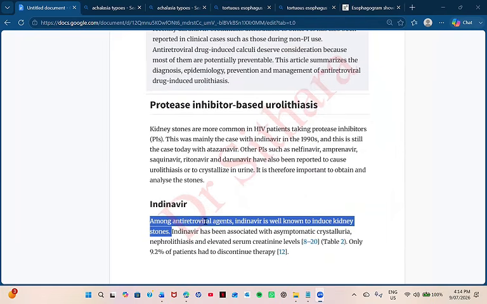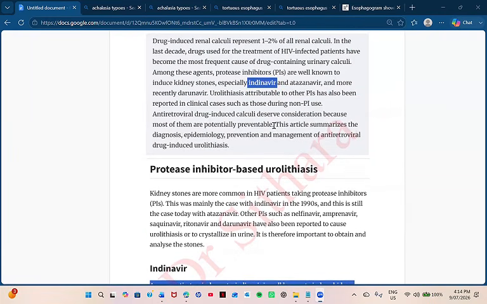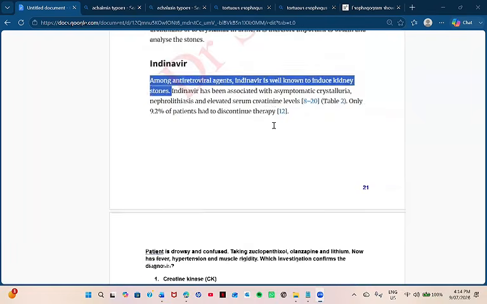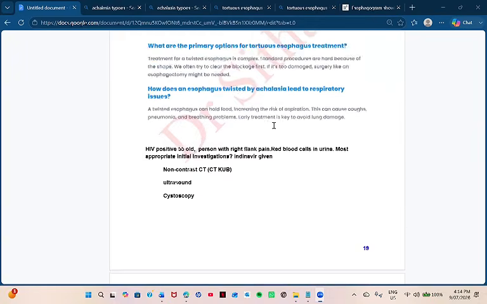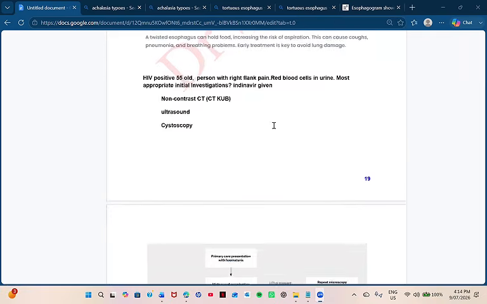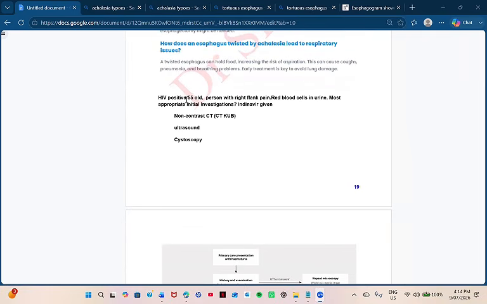So here again I have attached an antiretroviral. Indinavir has a high potency to cause urolithiasis, right? Urolithiasis. So now tell me what should be the answer. What should be the answer? The patient is 55.